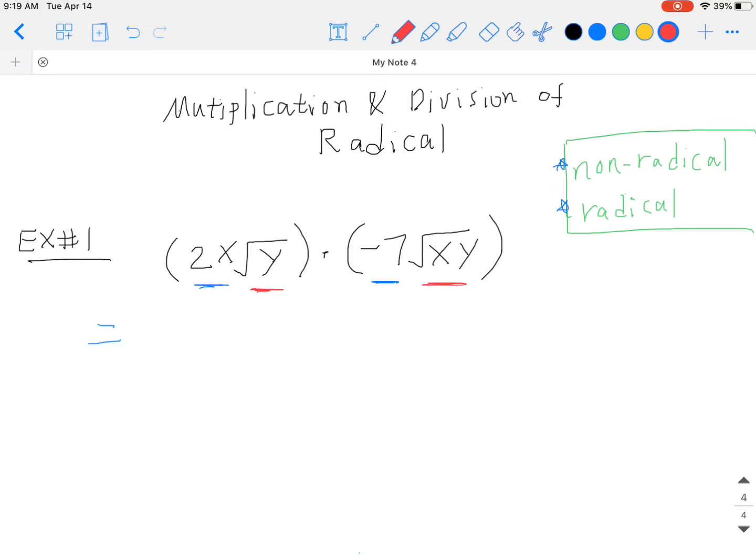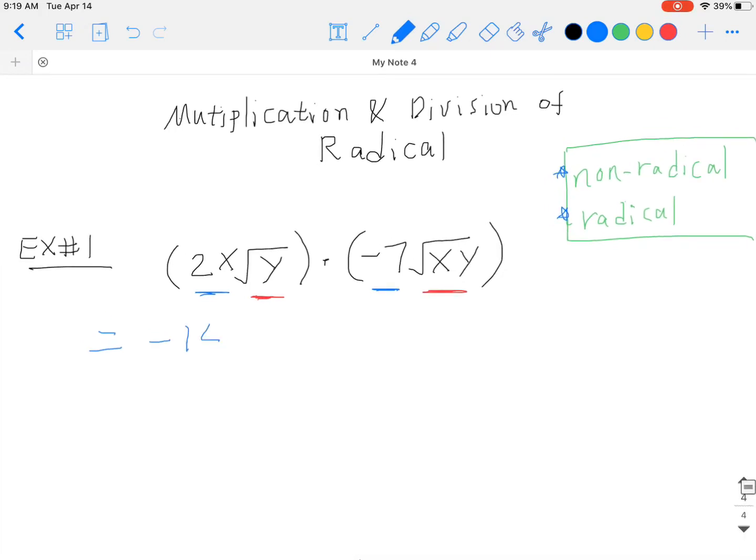So for the color in blue, you multiply it all. 2x times negative 7 is negative 14x. And for the radical, when you multiply a radical by a radical, you have to make sure you have one radical and put everything inside. You have y times xy.